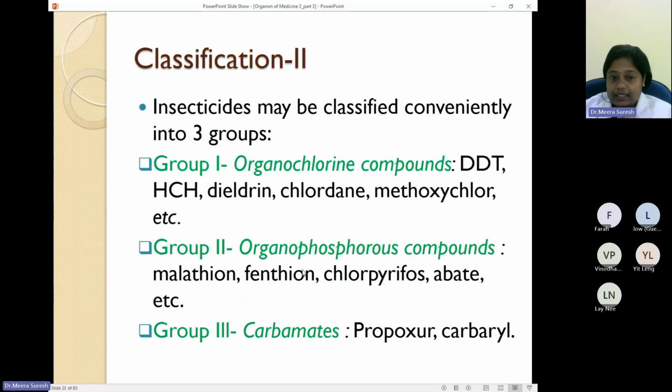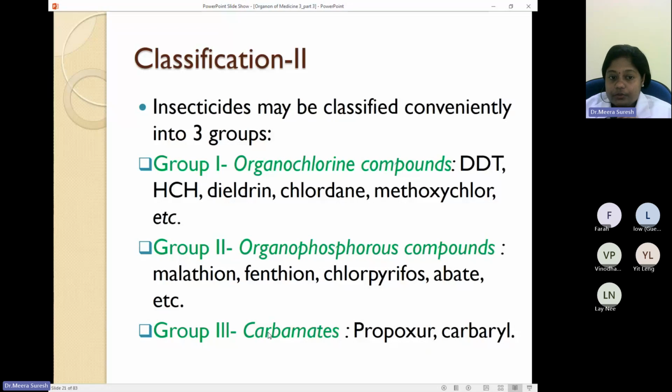Then based on the chemicals that are present, group 1 is organochlorine compounds. Organochlorine means chlorine will be the most important ingredient in these chemicals. The best examples for organochlorine will be DDT, HCH, dieldrin, chlordane, methoxychlor, etc. Then group 2 will be mostly with the chemical phosphorus. The examples will be malathion, fenthion, chlorpyrifos, abate, etc. And group 3 is carbamates, in which the examples will be propoxur and carbaryl.